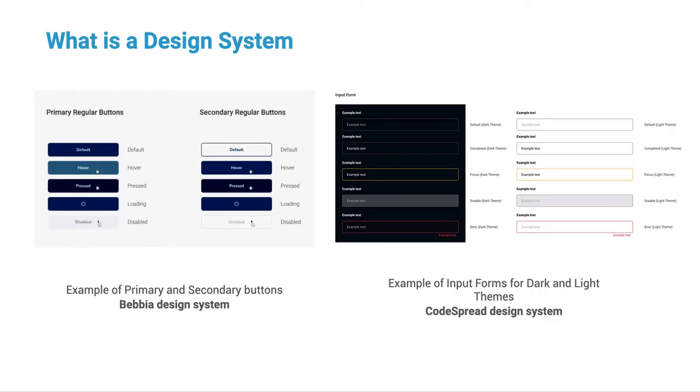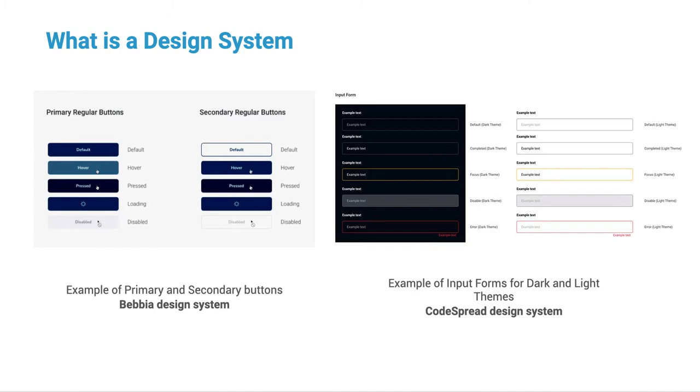So I have here two examples of two design systems that I created. One was for a company called Bebia, and one of the things we started with was the buttons for different states. We have the primary button and the secondary button, but as you can see here, we have the default state, what happens when you hover over that button, what happens when you press that button, what happens when you're sending information and it's loading, what happens when it's disabled, just for one button. So for all the components and all the elements, you need to think about all these states.